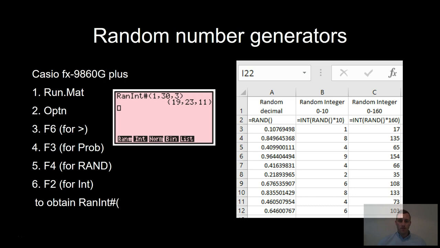So on the third column C in the Excel screenshot, I've got equals int, which stands for integer, open bracket, rand with open close bracket. That will give us a random number, times 160 gives out a random number between 0 and 160, and we close bracket, and the integer function just removes the decimal points.